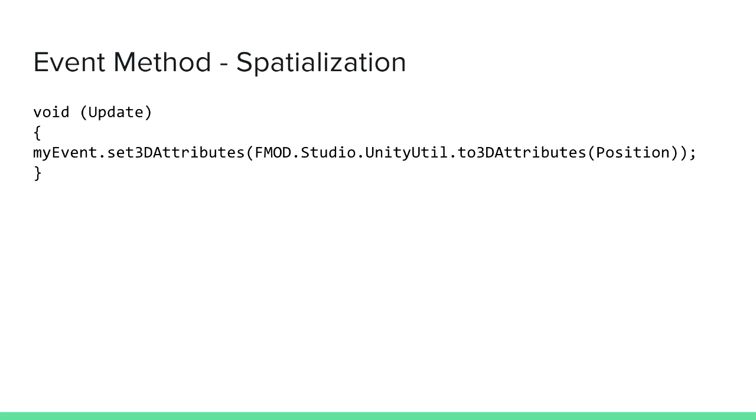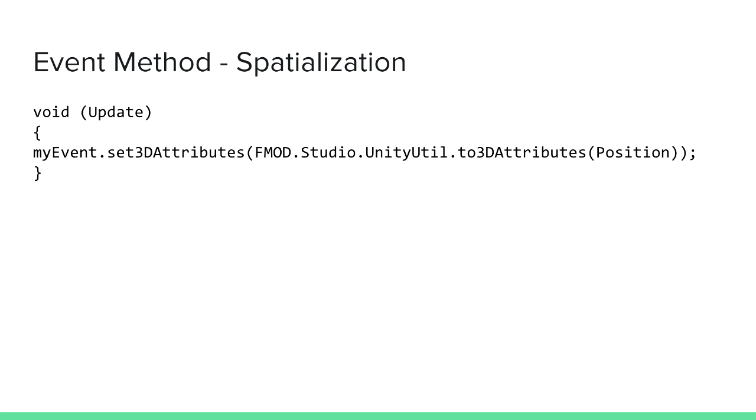Of course, set3dattributes is part of the FMOD API, so it does not take transforms. It does not take vector 3s. It most certainly does not take game objects. So what you have to use is a function that FMOD was kind enough to give us called fmod.studio.unityutil.toThreedattributes, and then you can pass that a transform. And then I pass that as an argument to set3dattributes.